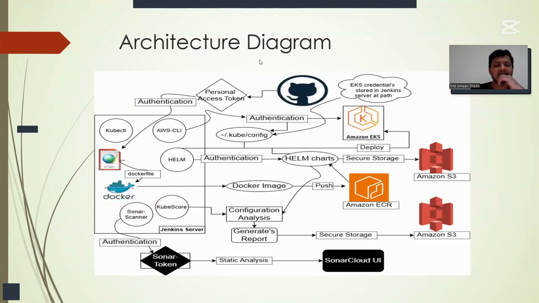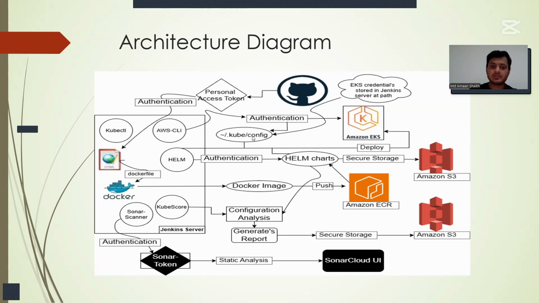So this is the architecture diagram that was used to implement this study. Firstly, Jenkins was set up on the Amazon EC2 instance, and the Jenkins server had kubectl, AWS CLI, Helm, Docker, Sonar Scanner, and kubescore installed on it. When the pipeline was first triggered, the code present in GitHub was first cloned on the Jenkins server, and then using AWS CLI, authentication was made to Amazon EKS.